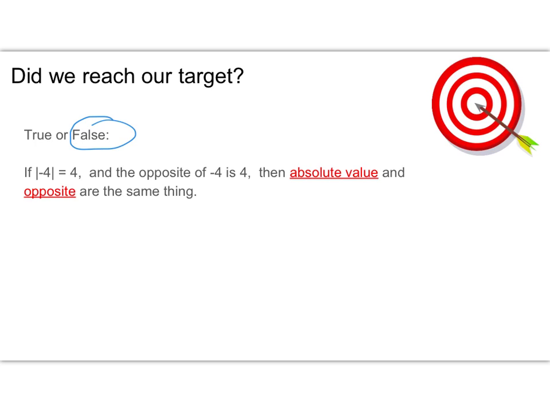And one way to think about it is I can give you an example: the opposite of 5 is -5. But the absolute value of 5 is +5. So you can see that opposite and absolute value in this case are not the same thing. It was just a coincidence that they were the same thing in the original statement, but they are not the same definition.